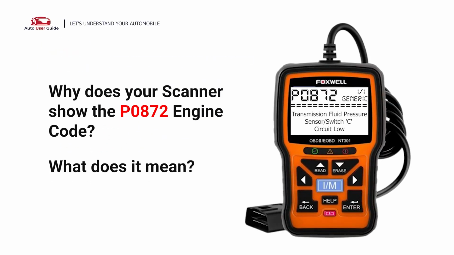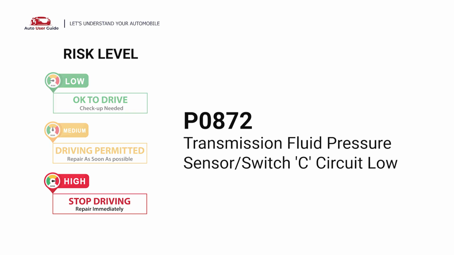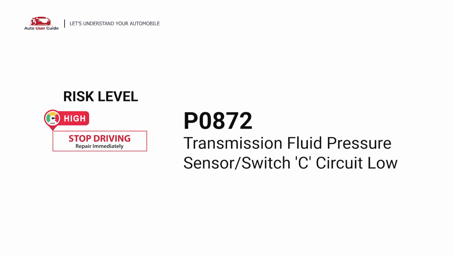Why does your scanner show the P0872 engine code? What does it mean? P0872 is a diagnostic trouble code for transmission fluid pressure sensor or switch C circuit low.